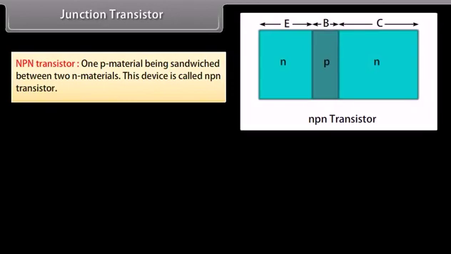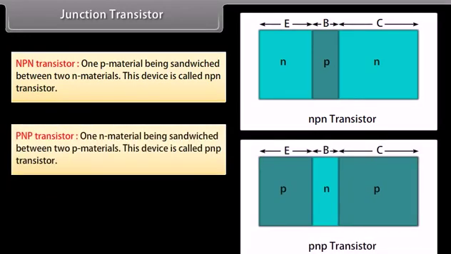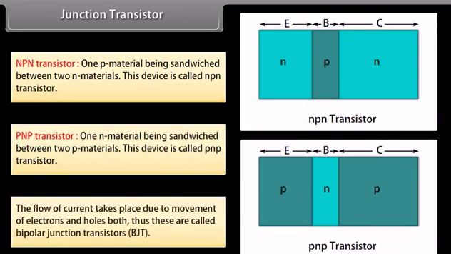NPN transistor: one p material sandwiched between two n materials. This device is called an NPN transistor. PNP transistor: one n material sandwiched between two p materials. This device is called a PNP transistor. The flow of current takes place due to movement of electrons and holes both. Thus, these are called bipolar junction transistors.